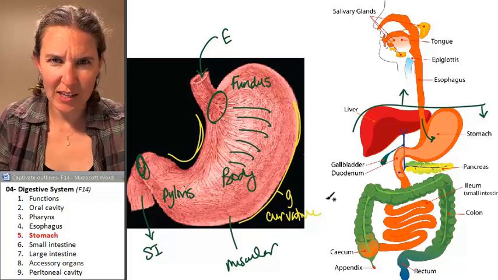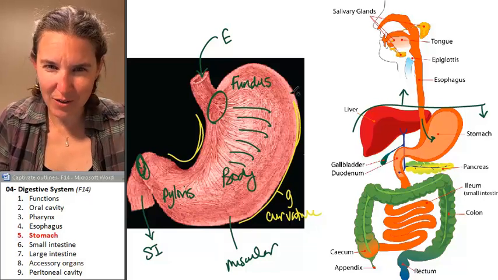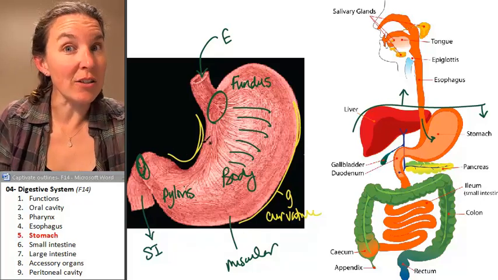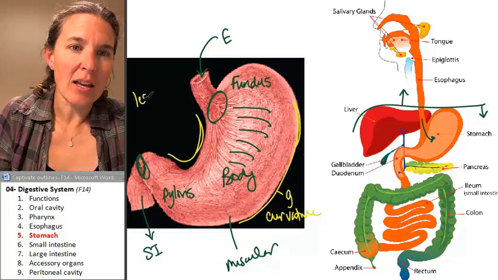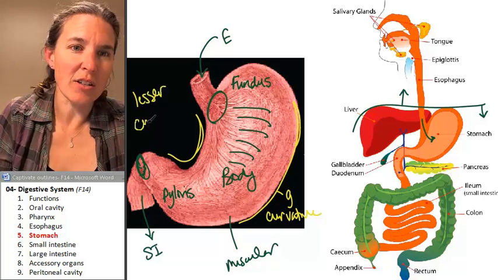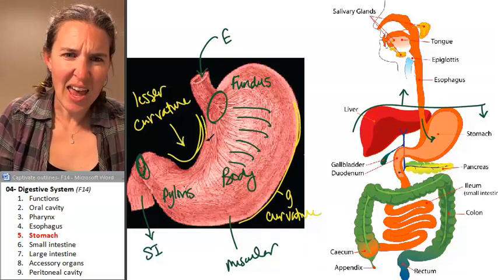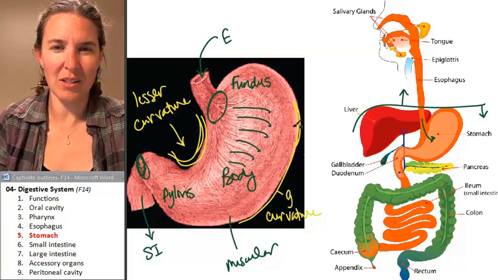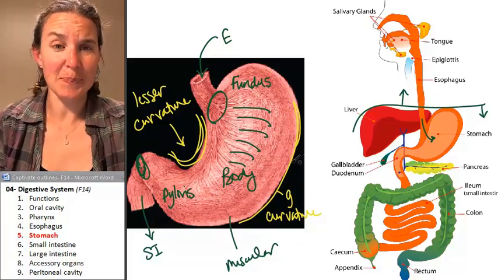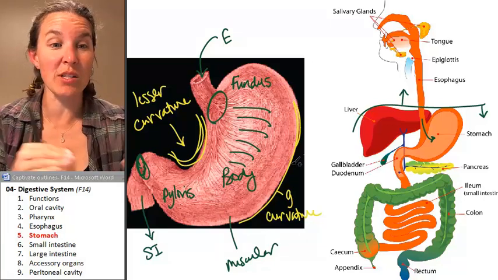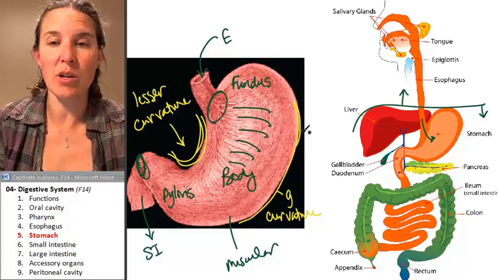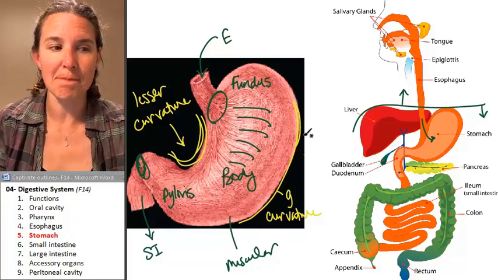Do you agree that if this is the greater curvature, it seems like a greater curve to you? What's this little curve called? It's the lesser curvature. Do you agree? Somebody tell me what you think that is. Is it a structure? Not really. It's just a part of the stomach. It will come in handy when we start talking about the peritoneal cavity and some different mesenteries that we're going to make sure that we understand.